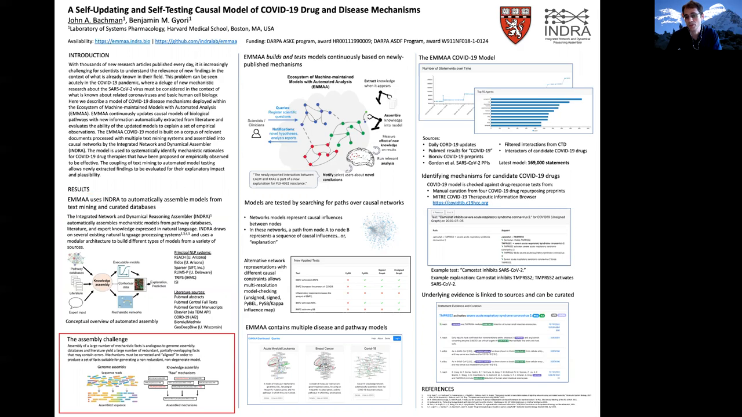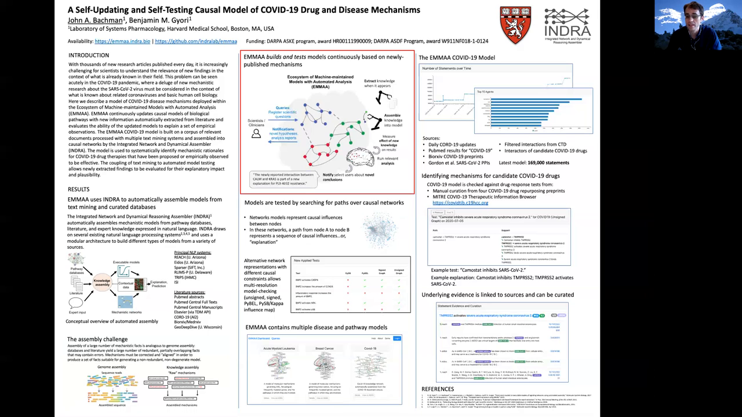This process, which we call knowledge assembly, is somewhat analogous to how in next-generation sequencing, many short, potentially noisy, and overlapping reads are assembled into a model of the underlying sequence. Since this process is fully automated, we can use it to continuously update disease and pathway models based on newly published findings. This is implemented in a software platform that we call EMMAA, which stands for the Ecosystem of Machine-Maintained Models with Automated Analysis.